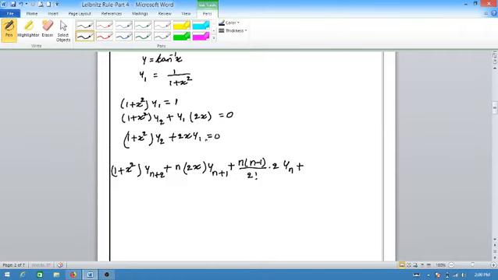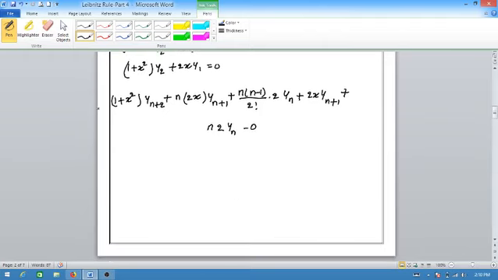Next, for 2x into y1, so 2x as it is, nth derivative of y1 is y(n plus 1), plus nC1 is n, differentiation of 2x is 2, then the (n minus 1)th derivative of y1 is yn, so that is equal to 0. So now simplify this term.